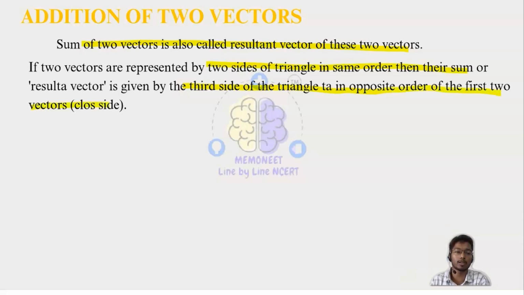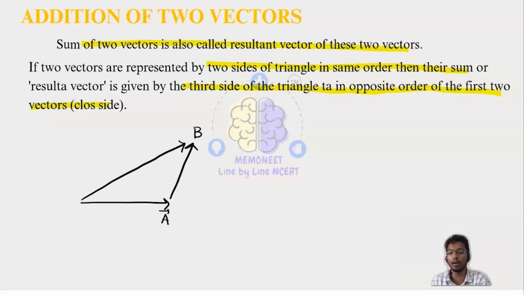So what it is trying to tell, let's say we have a vector here, and another vector in the same order, that is b vector here. So the resultant vector will be in this direction, when it comes from the tail of one vector to the head of another vector, and it will also reverse the order of both the vectors. So this is the resultant vector.